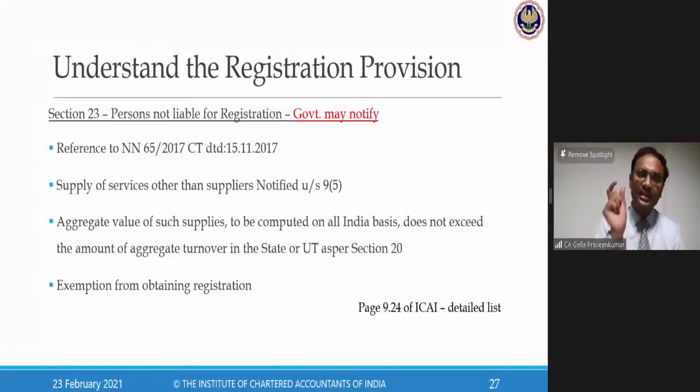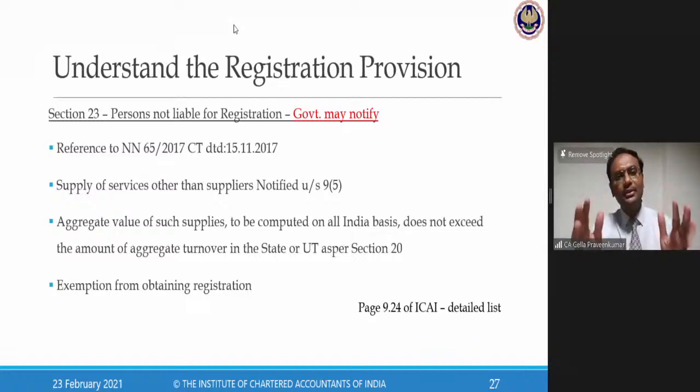So the government says, as a service provider, the exception is supply of services other than those notified under 9(5). On an all India basis, if my threshold limit does not exceed a sum of 20 lakhs rupees, then I am exempted from obtaining registration. So this is one of the important provisions for many of the future chartered accountants who are going to get qualified, and also for fellow friends who are in practice or clients who are dealing exclusively in services.